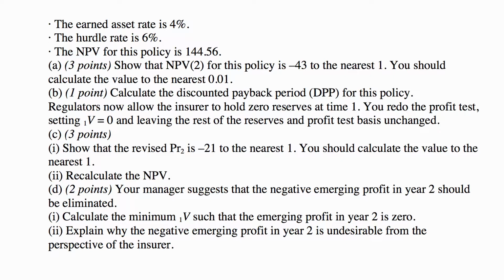Now for the next part, we have new assumptions. Regulators now allow the insurer to hold 0 reserves at time 1, which would be like full preliminary term in a regular policy. You redo the profit test, setting the reserve to be 0 for time 1, and leaving the rest of the reserves and profit test basis unchanged. For Part C, Part 1, show that the revised profit for the second year is negative 21 to the nearest 1. You should calculate the value to the nearest 1.